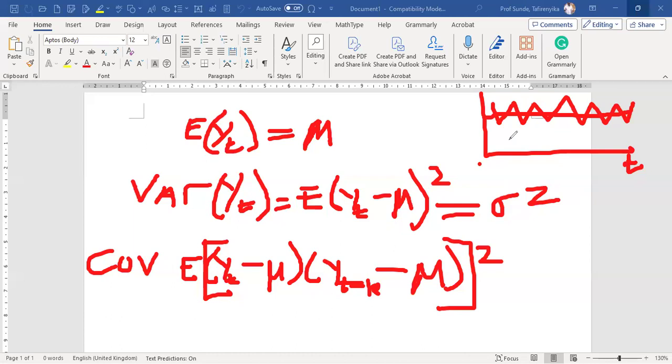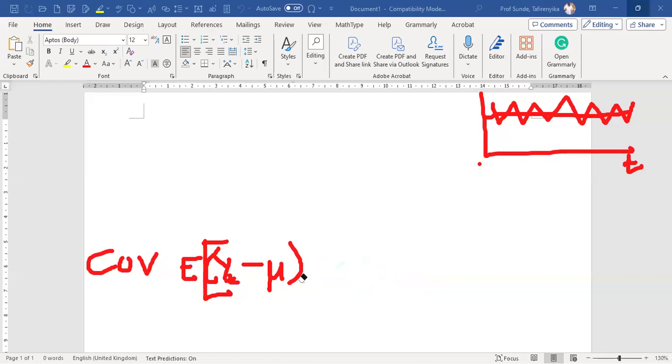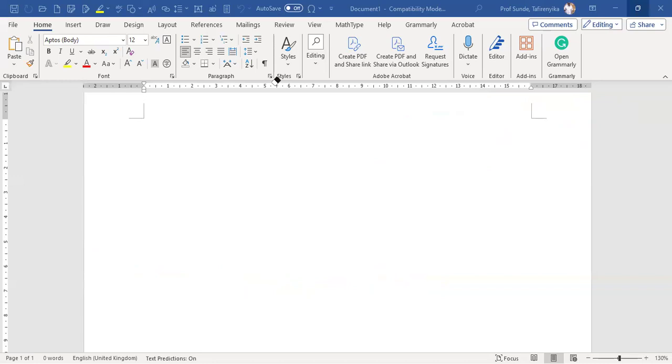So a time series is stationary if its mean, variance, and autocovariance at various lags remain the same no matter at what point we measure them. These are the properties associated with variables that are stationary. If a variable is stationary, it must have all these three properties. It must have a constant mean, a constant variance, and also a constant autocovariance. So that is what we said are the properties of variables that are stationary.